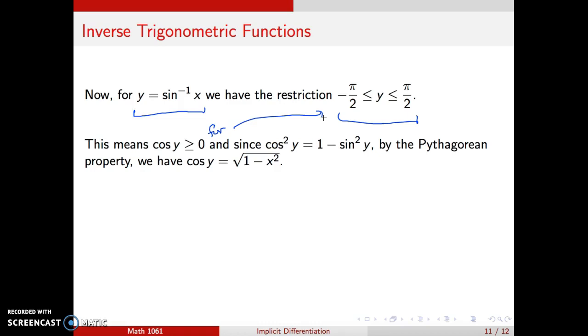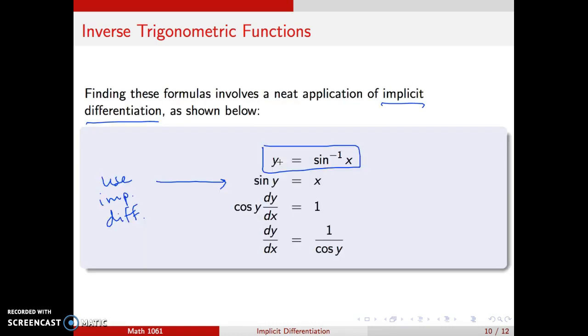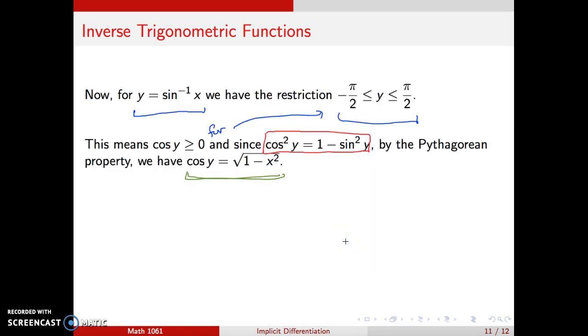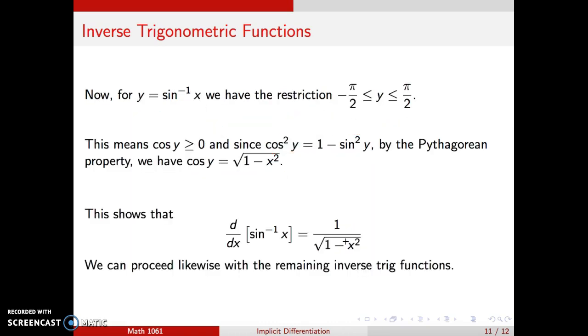And so when you use the Pythagorean property, so sine squared plus cosine squared equals 1, or this manipulation of it, solving for cosine, I would have potentially plus and minus roots, but since cosine is not negative, I just have the positive root over that interval. And so that description of cosine y, I can stick that back in down here, and that tells me the derivative of arcsine is 1 over the square root of 1 minus x squared.